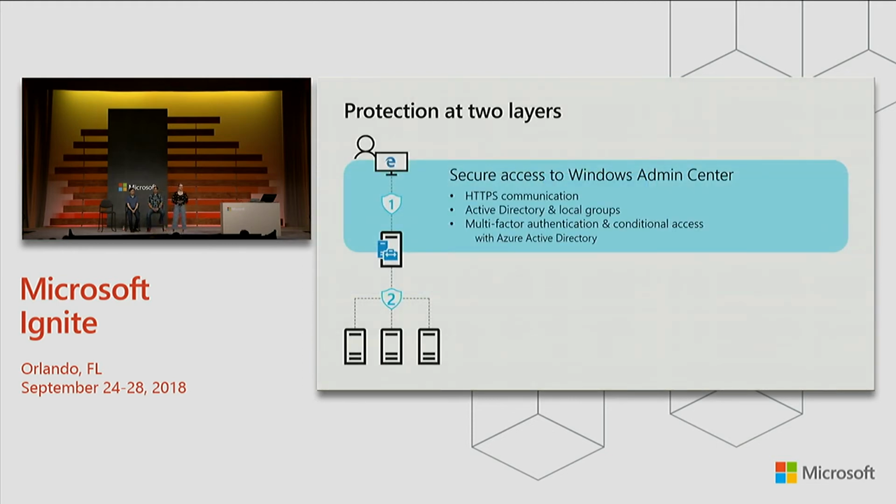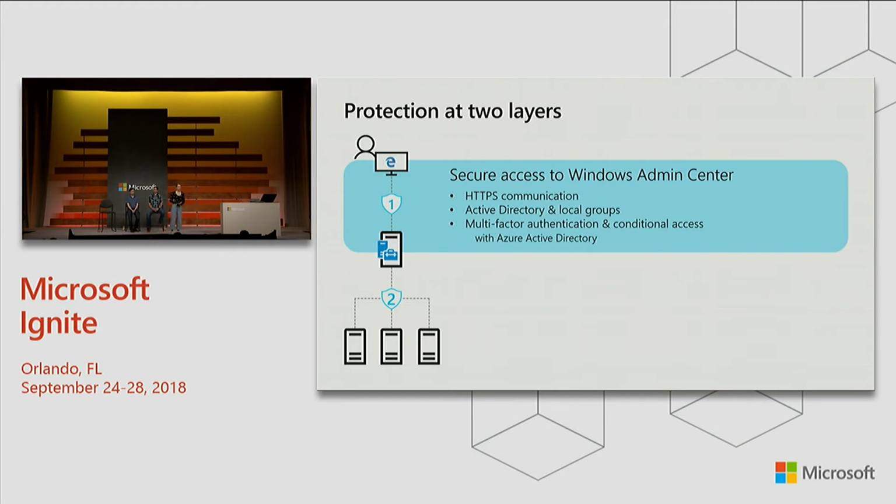So Windows Admin Center provides protection at 2 layers. The first is securing access to the Windows Admin Center gateway. Of course, in the architecture, we talked about a secure HTTPS connection from the browser to the gateway. But you can actually secure who's able to access the gateway using Active Directory and local groups, and also enable multi-factor authentication by leveraging Azure Active Directory.